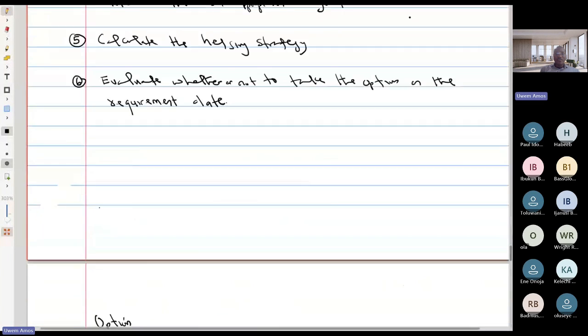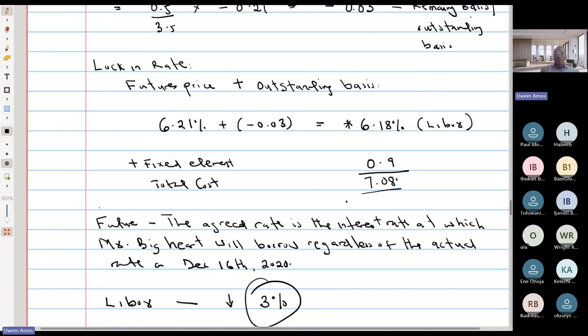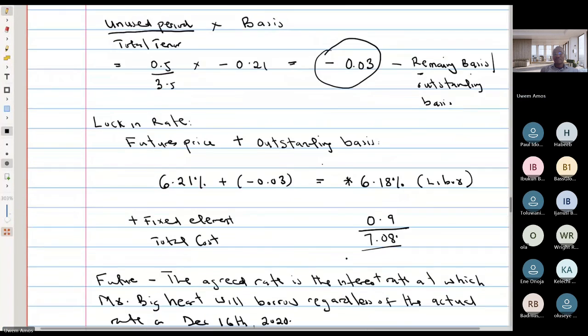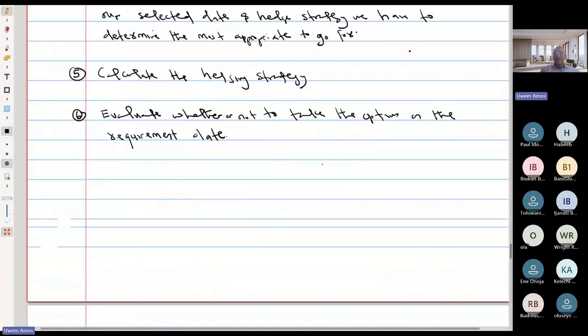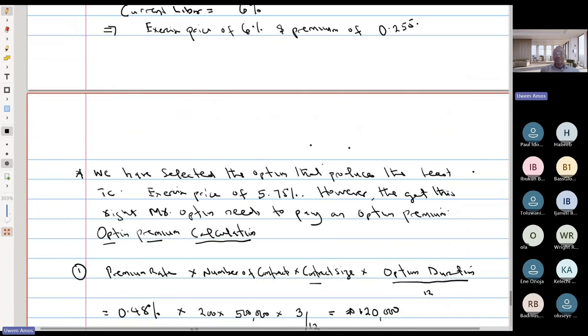Let's go to our basis calculation. If you missed that part of the class, please watch out for the video, which I'll share by weekend, and you can catch up on how we calculated that. So this is our remaining or outstanding basis, minus 0.03. That's the remaining basis. We need to make that adjustment so that we can compare like for like.